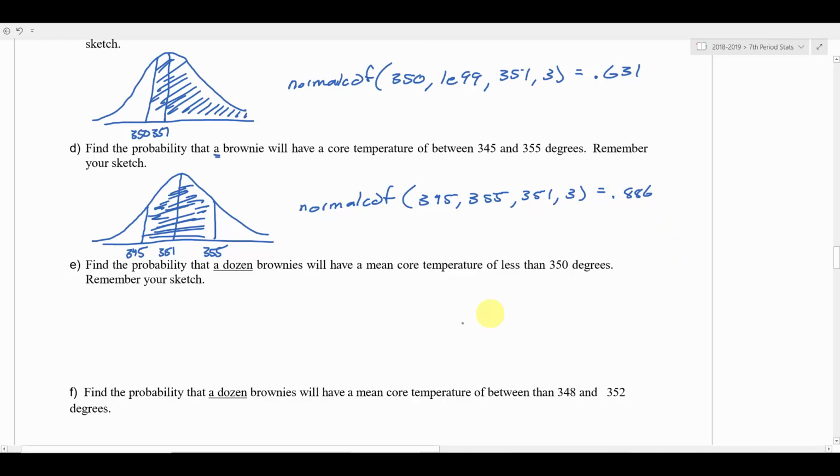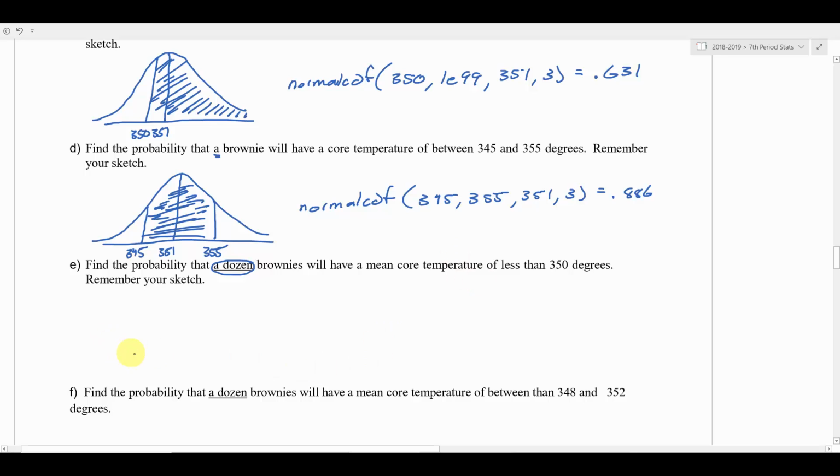There we go. All right. Now this one says find the probability that a dozen. Right. So we're no longer dealing with the probability that a single randomly chosen brownie. We're now taking 12 brownies, calculating the mean of those 12 brownies, and trying to find the probability that the mean of those 12 brownies is less than 350 degrees.